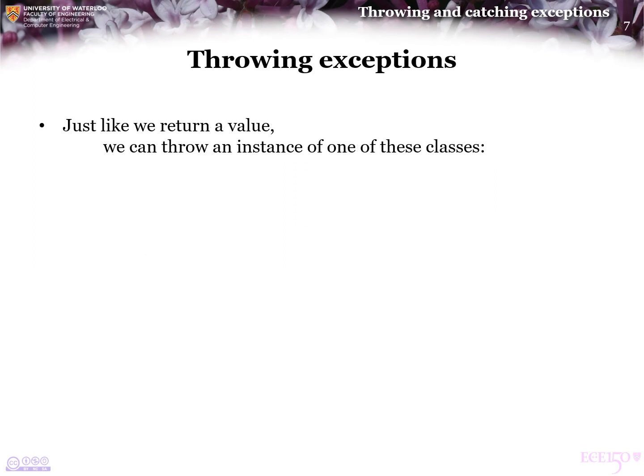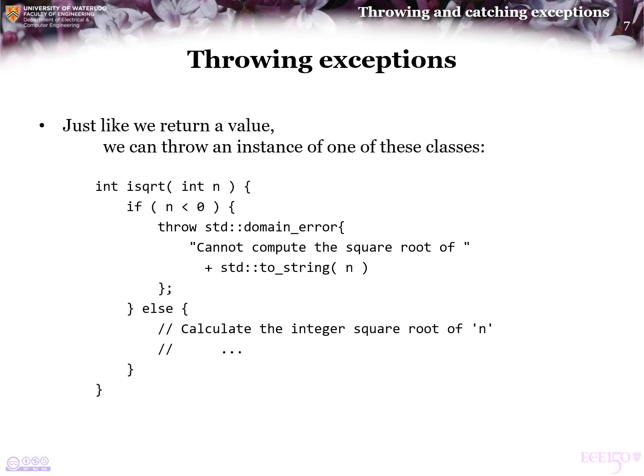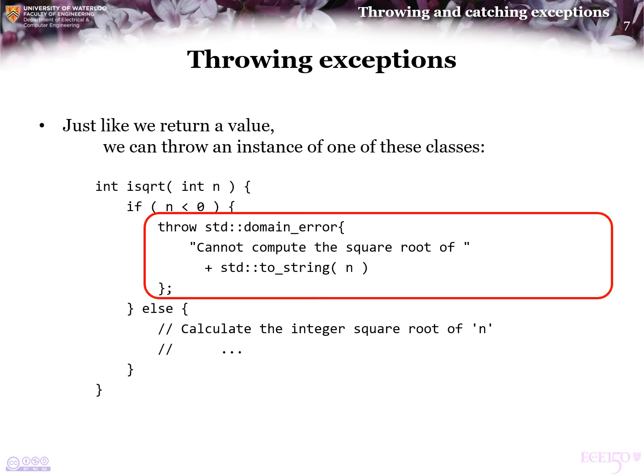So just like a return value, we can throw an instance of one of these classes. So here we have an integer square root function. If the argument is less than 0, we will then throw an exception. And notice that we can put more information into this exception. In fact, we can put as much information as we want because there really isn't any problem yet. We simply have to craft a string that contains sufficient information to let the user know what's wrong.